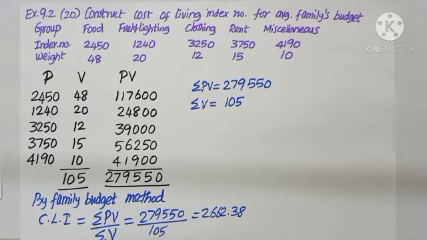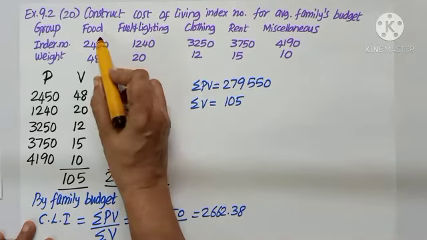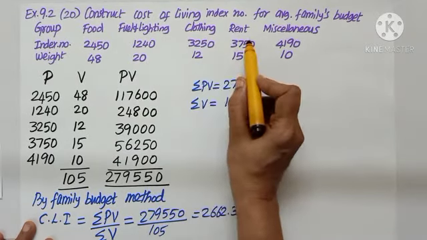We had already learned the theory. Now we are going to use the two different methods to find C.L.I. C.L.I stands for cost of living index number. The two methods are family budget method and aggregate expenditure method. Family budget method. We have a variety of needs for a family to be run.